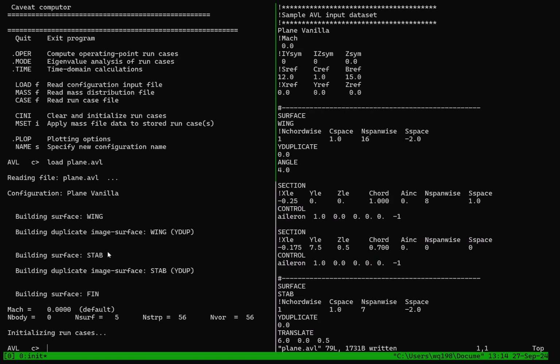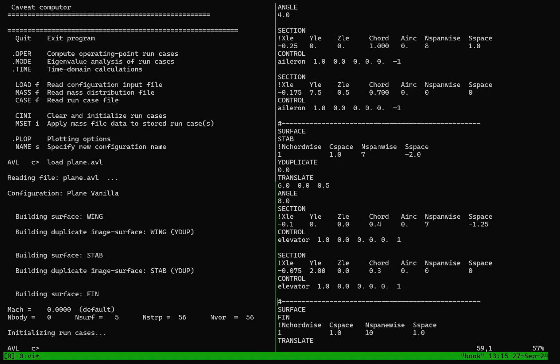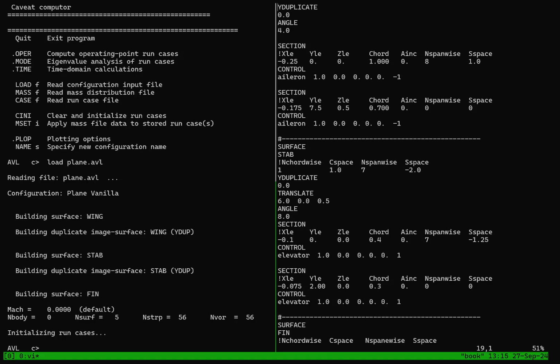Okay. So let's look at what we have. This time we have an entire airplane, not just a wing, right? If you look at all the surfaces, we have three surfaces: a wing, a horizontal stabilizer, and a fin. So let's look at the first two, because the first two are important for longitudinal stability, right?